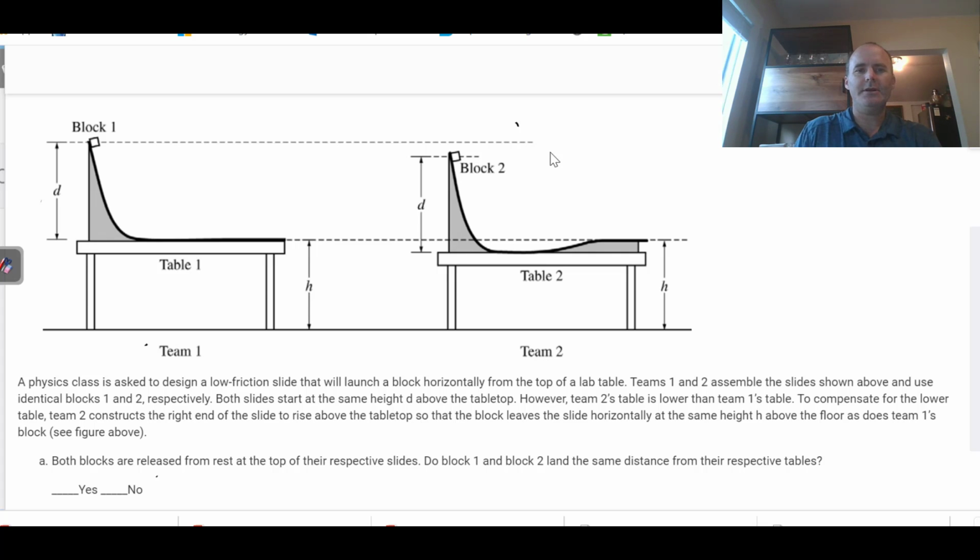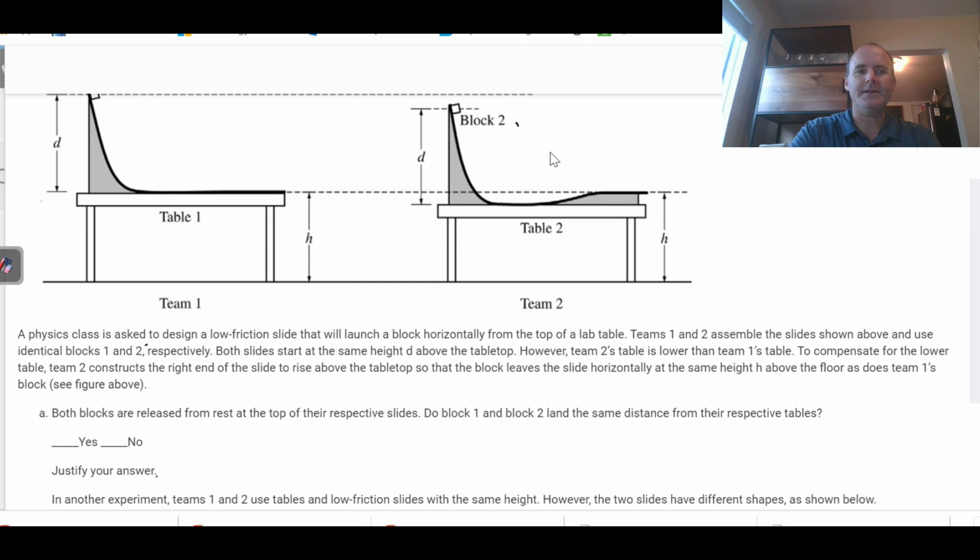Alright, so if you look at this, I can read through it, and remember to read carefully. It says that this team drops the block from this height and it launches off of a table at this height. This team releases from this height, and it goes down, and the team wants to end up going the same distance, so they made a little upslope, so it launches off from H because they think that it will go the same distance. All right, now we're going to justify this.